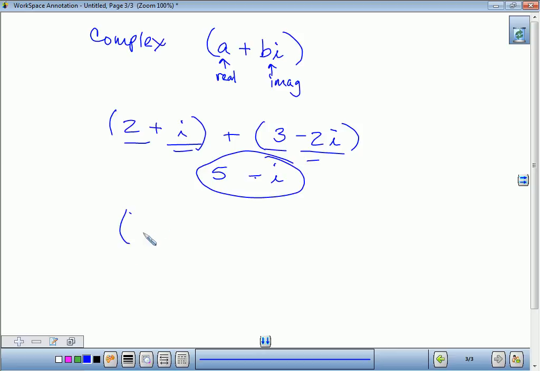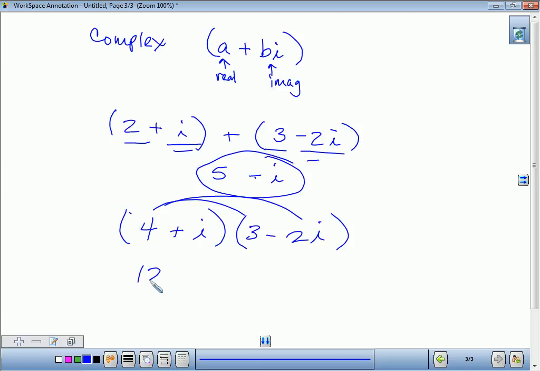Now multiplication. Let's say we have 4 plus i times 3 minus 2i. We're just going to distribute here. So we get 4 times 3 is 12. 4 times -2i is -8i. i times 3 is 3i. i times -2i is -2i squared. But i squared is the same as -1. So what that does is it changes its sign. So it's 14 minus 5i.